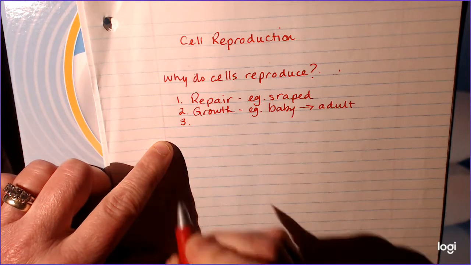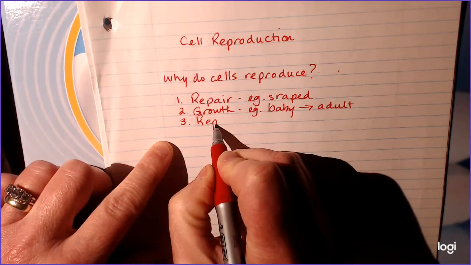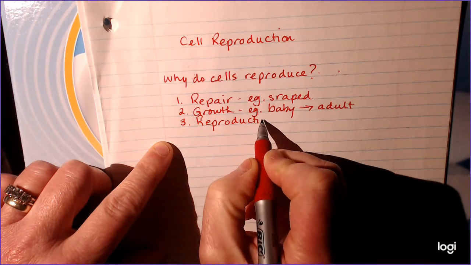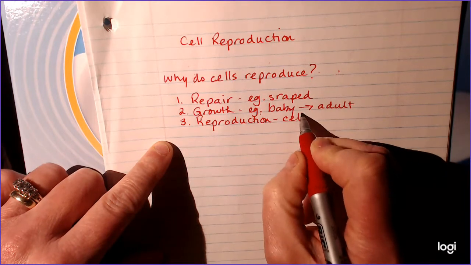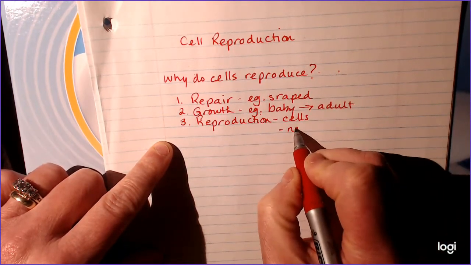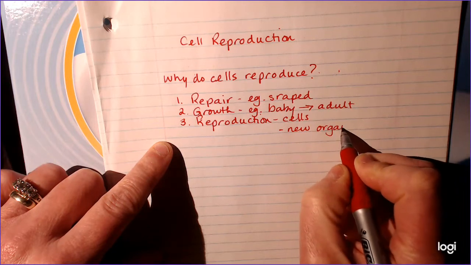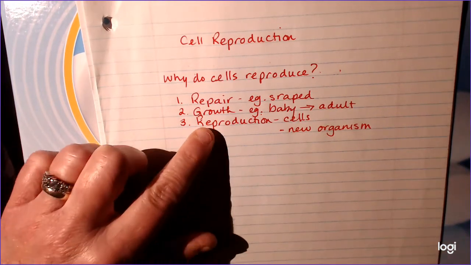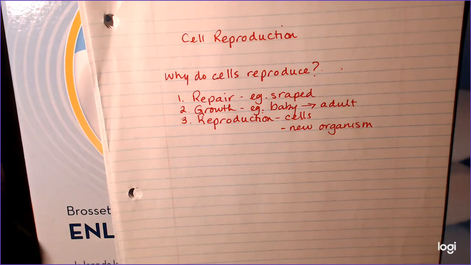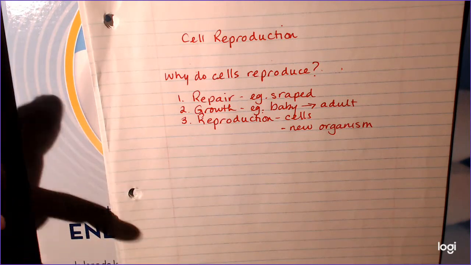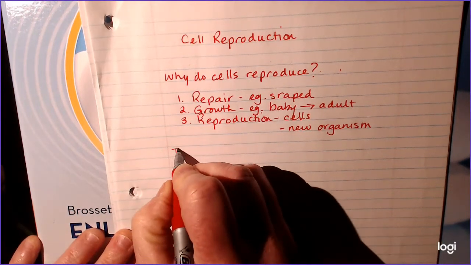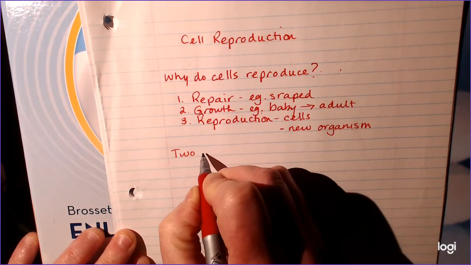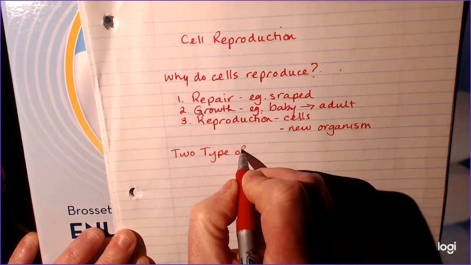Okay, and then the third one is reproduction. If you remember back to our characteristics of life, we said that we had two types of reproduction. So we can either reproduce new cells, or we can produce a new organism. Something like a bacteria is going to need to reproduce, so one bacteria splits into two, whereas if we want to create a new organism like a baby, we're going to take two cells and combine them together to make one new organism. So again, I'm just going to quickly review the two types of reproduction.